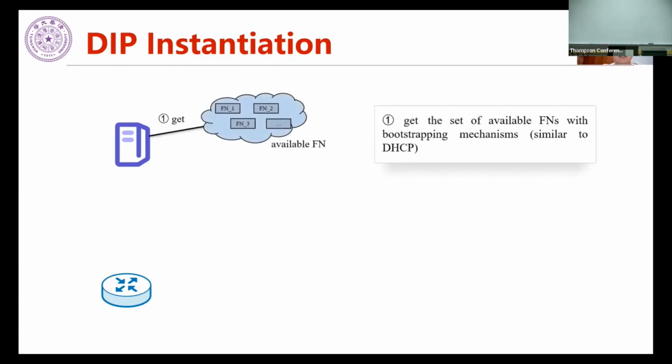Then, we propose the dynamic network protocol. Here, we use an instance to illustrate the DIP packet process logic. First, after a host is connected to an accessed AS, it uses a bootstrapping mechanism similar to DHCP to get the set of available field operations.